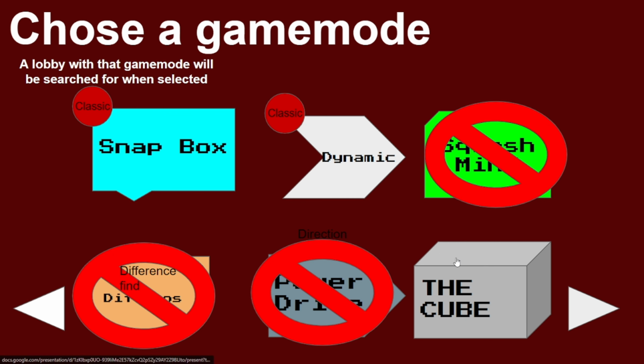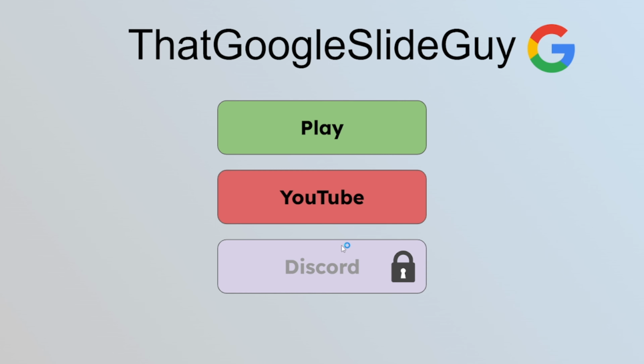So we're gonna name it the Google Slide Guy. Let me just do some quick formatting changes for the cover real quick. I decided it's better to reflect my name by changing it to that Google Slide Guy. But this is our final product of the title screen. I know it's not much, I'll probably change it later. As you can see, there's a Discord option, but I don't have a Discord yet. If I ever do make a Discord, I will make this option available though.